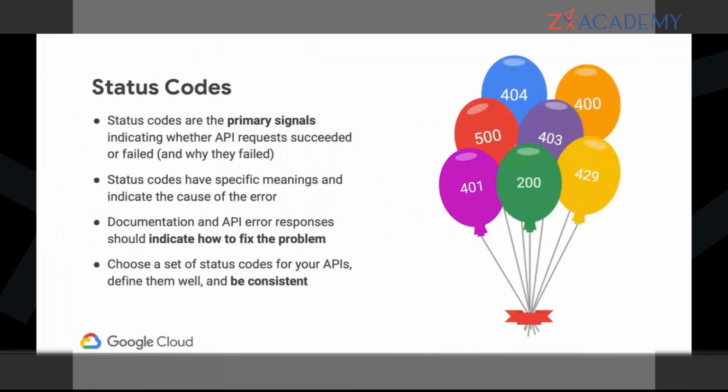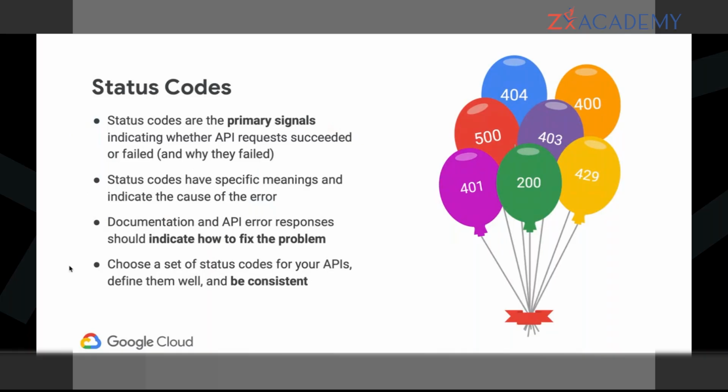Every time there is a response from an API, you will get a status code. These status codes are the primary signal which indicate whether your API request was a success or a failure, and if it failed, what the probable cause could be. Every HTTP response must have a status code. It is mandatory. The status code has a specific meaning, and in case of error status codes, it tells the probable cause.